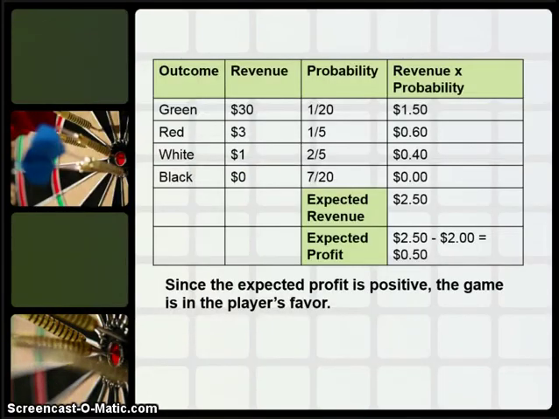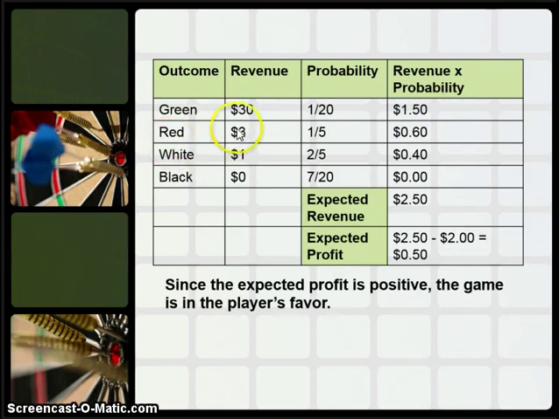So now let's take a look at a chart. Our first column, we're going to have the outcomes. The second column, we're going to have revenue. The third column, we're going to have probability. And we're going to do our computations in the fourth column. So, for the green marble, the revenue is $30. The probability is 1/20th. We multiply these together and get $1.50.